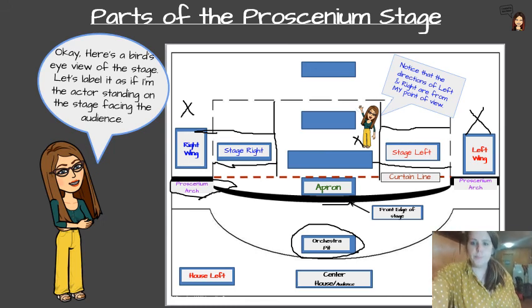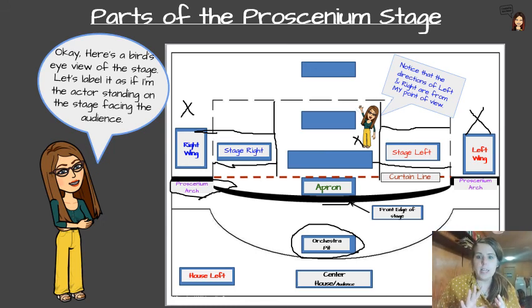But you see here, it's the same thing. It's your left and your right as the actor. So if they tell you to move stage left, you would go to your left. Stage right, you would go to your right. Now let's talk about some directions that you might have.